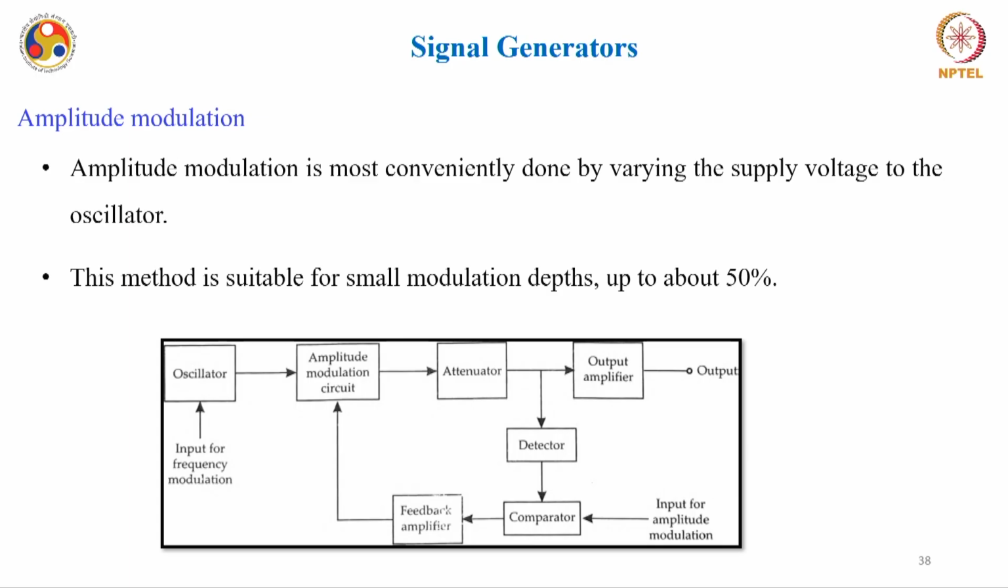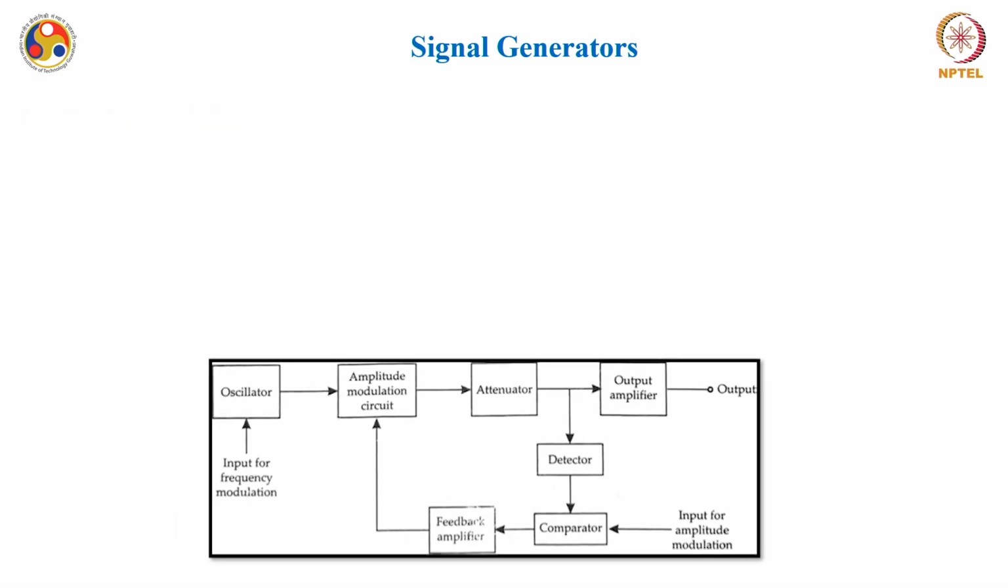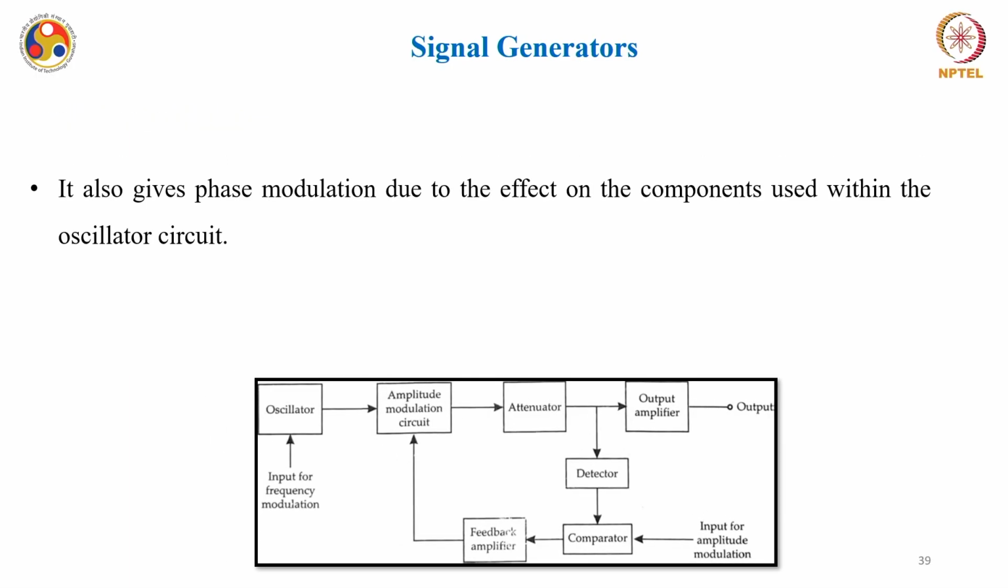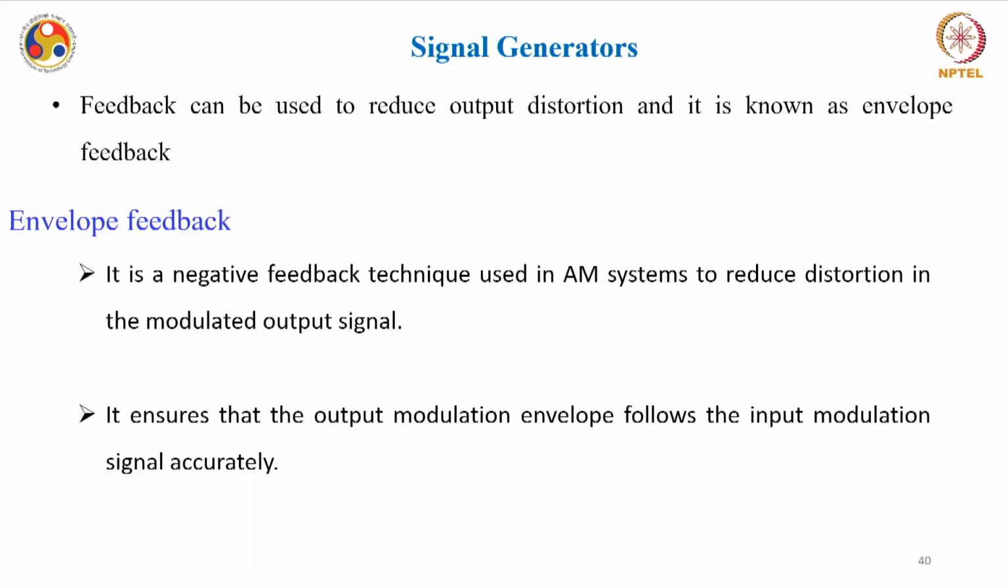Similarly, amplitude modulation is also done, and amplitude modulation is most conveniently done by varying the supply voltage to the oscillator itself. This method is suitable for small modulation depth up to about 50%, and it also gives phase modulation due to the effect of the components used within the oscillator circuit. Feedback can be used to reduce output distortion, and it is known as envelope feedback.